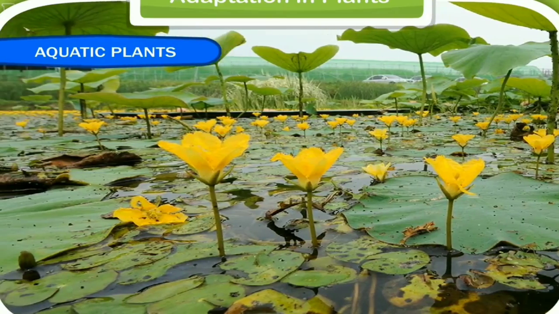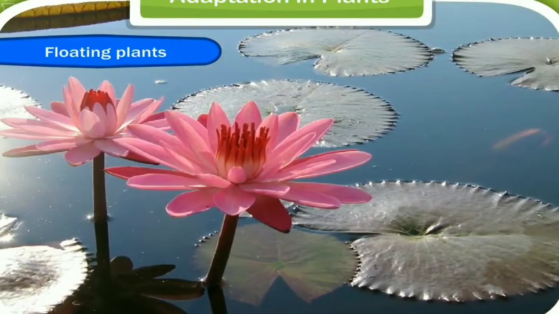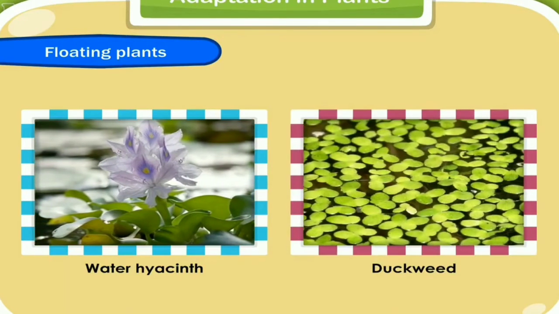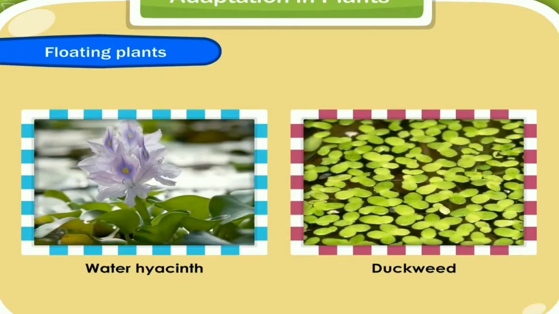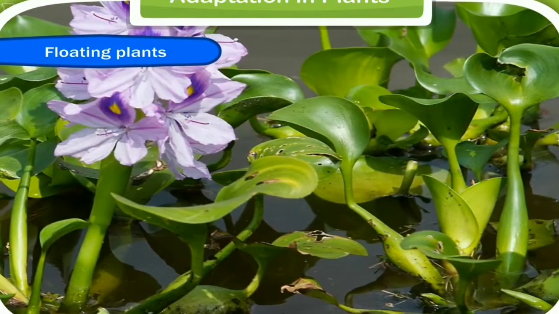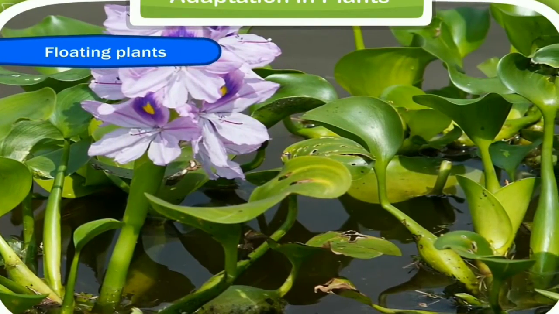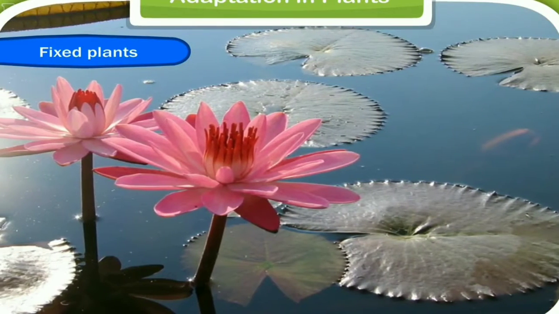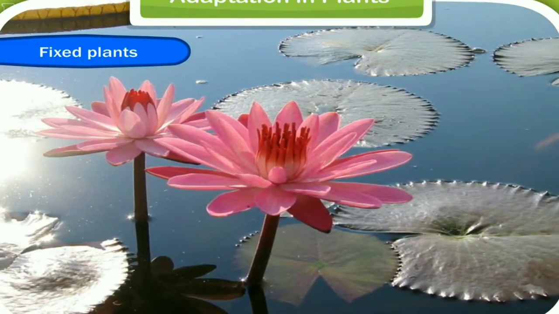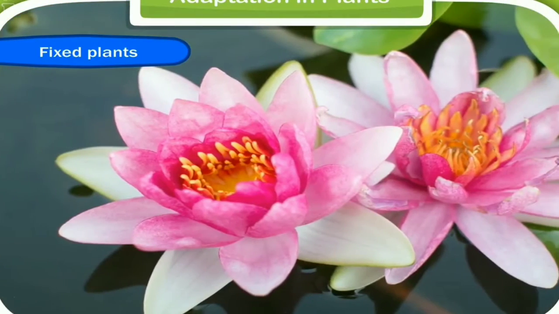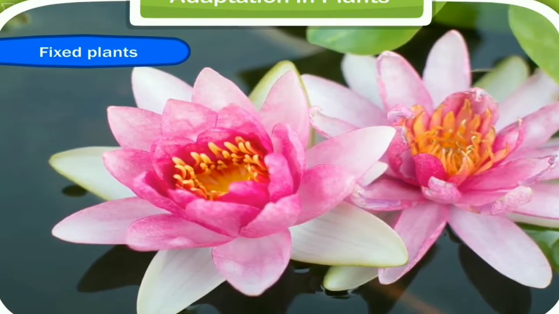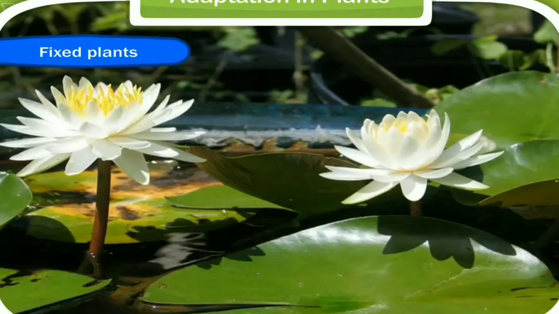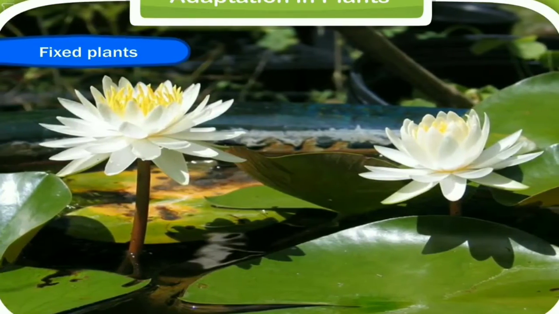Aquatic plants are of three kinds. Floating plants. Some water plants such as water hyacinth, duckweed, etc. float on the surface of the water. They have a light and spongy stem which helps them to float on water. Fixed plants. Plants such as lotus have roots which are fixed at the bottom of the pond. They are known as fixed plants. They have broad leaves and hollow stems. The leaves have stomata on their upper surface through which they breathe. Their leaves can float on the surface of the pond.